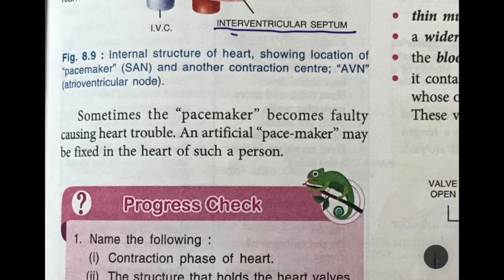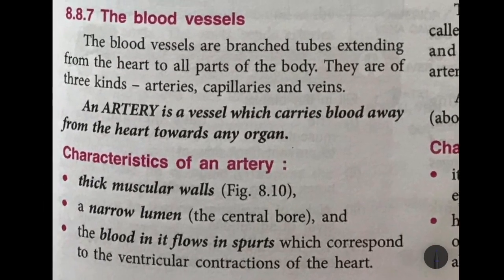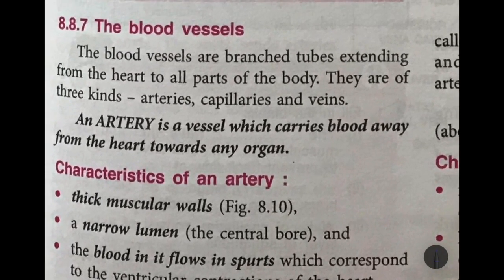Now, sometimes the pacemaker becomes faulty, it doesn't work properly. So, an artificial pacemaker can be fixed in the heart of such a person. Okay, now next, moving on to the blood vessels. Now, you know, blood vessels are the branch tubes which carry blood from the heart to all different parts of the body. There are three kinds: arteries, capillaries, and veins.